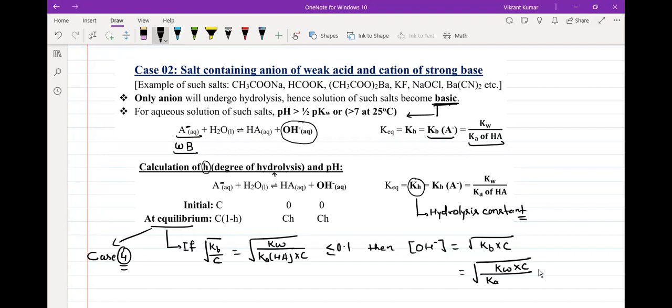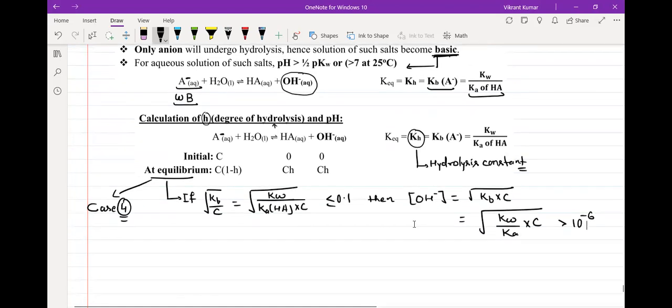Is it okay? Let me write again, the value of Kb is Kw upon Ka. So this has become Kw upon Ka, and this is C into C, that was done. Now I will check that if it is coming greater than 10 to the power minus 6, then from here pOH will come out. So pOH in this case, with this condition, will be equal to minus log of this whole thing.